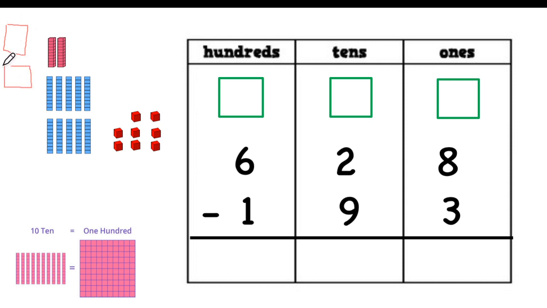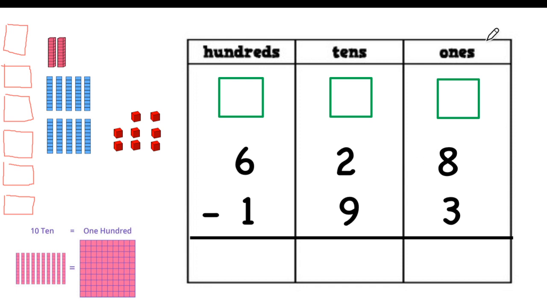1, 2, 3, 4, 5, and 6. 600, then I have 28. Here I have 20 and 8. 1, 2, 3, 4, 5, 6, 7, 8, okay?